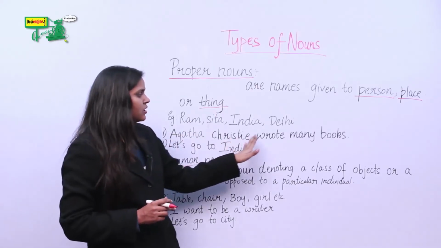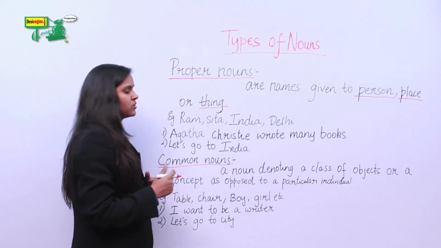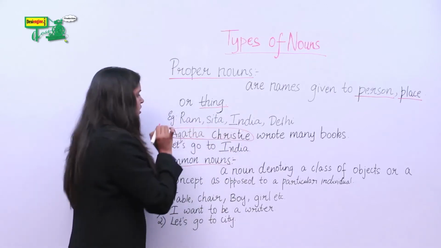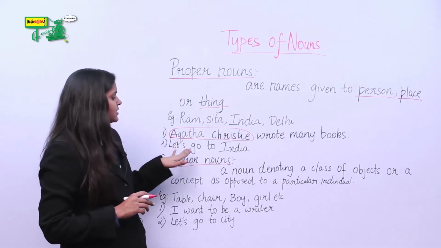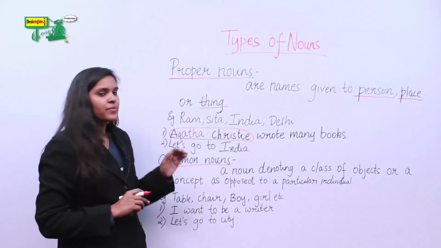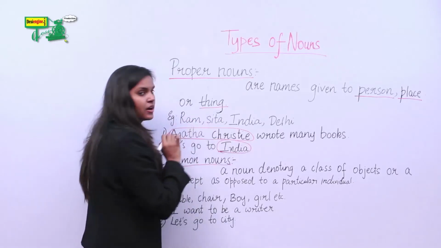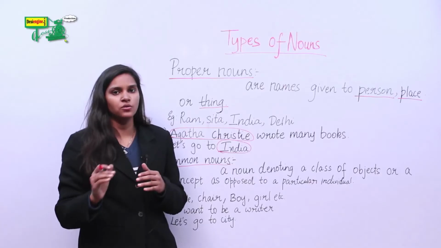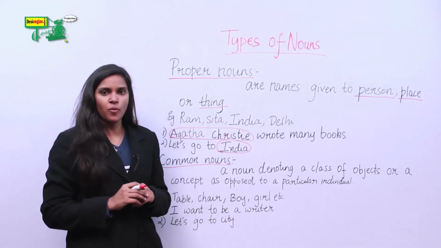Agatha Christie wrote many books. Here, our proper noun is Agatha Christie because it is a name. Let's go to India. This is our second sentence. Here, our proper noun is India because it is the name of a country. It's a proper noun. Let's do the next kind of noun, that is the common nouns.